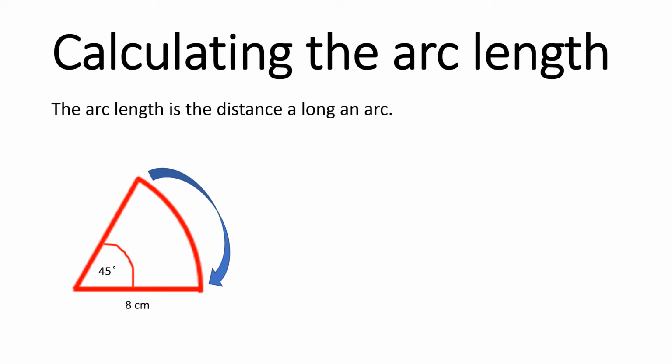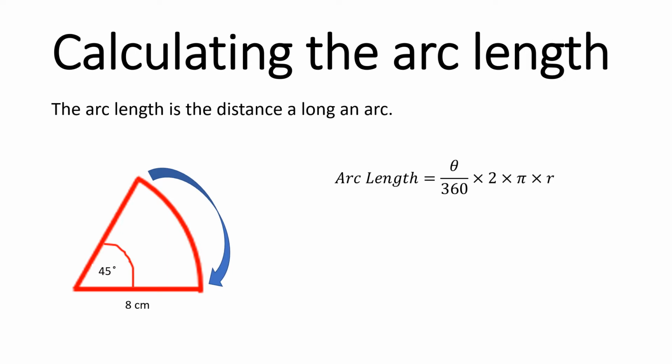So if we have a look at this part of a circle here, where the blue arrow goes, that is the arc length. So it's like a section of the circumference. The formula we use to calculate the arc length is theta divided by 360 times 2 times pi times r.